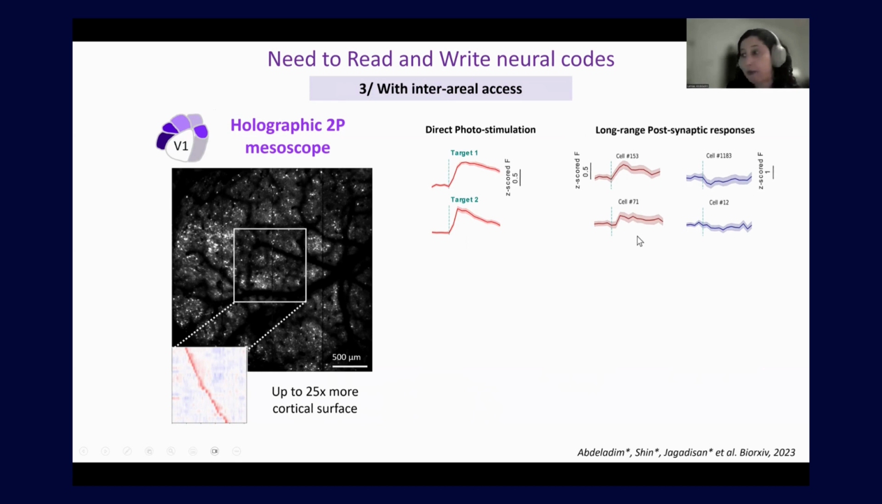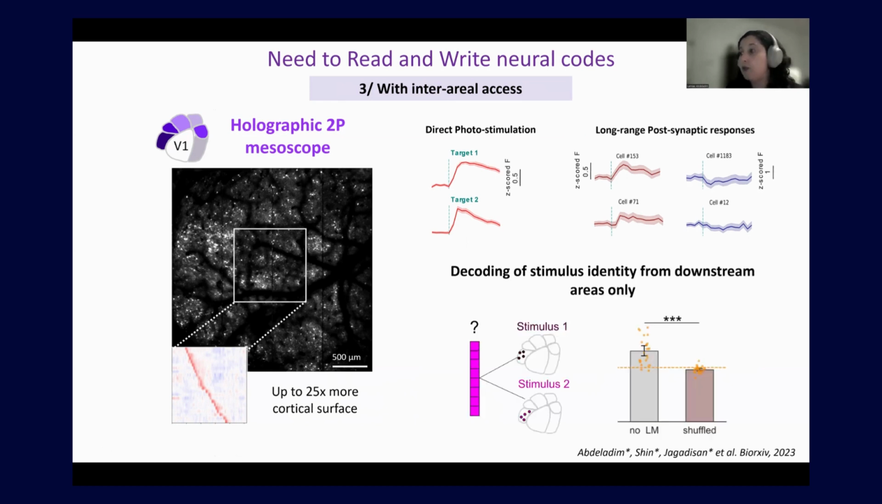With this new platform, we demonstrated that we can record long-range postsynaptic responses to optogenetic stimulation, sometimes millimeters away. Finally, we did a number of perturbation experiments where we stimulated area LM in the mouse visual cortex with distinct holographic patterns. After training a decoder on other areas, excluding area LM, the decoder was able to successfully discriminate the holographic stimuli above chance level, indicating that we can holographically add information in the network that gets transmitted in downstream areas.